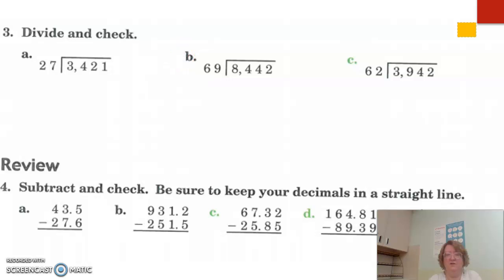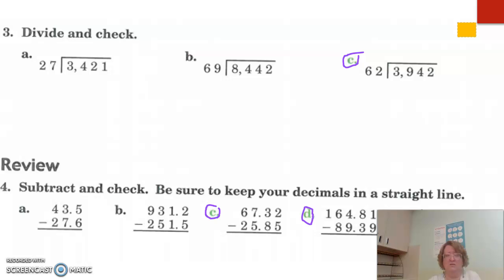I want everyone to do letter C for number 3. And I want you to do C and D at number 4. Remember when you're doing section 4 to keep your decimals lined up, and remember to check your work. So I want you to all do those 3 problems, and 3 students can come to the board to do them as well.